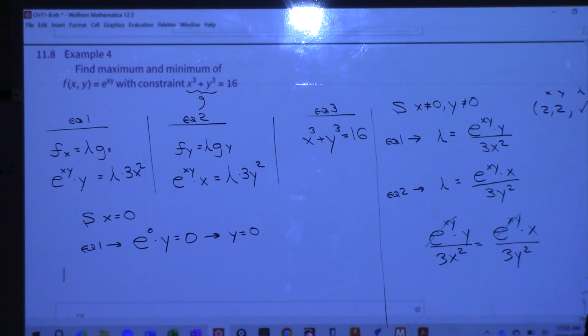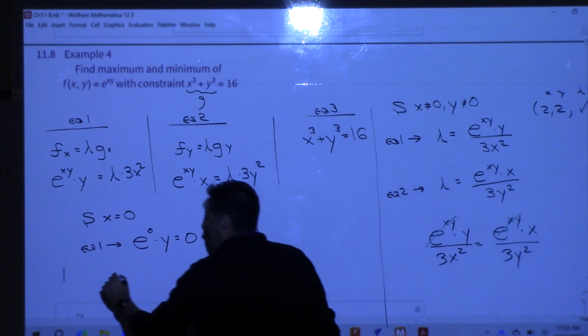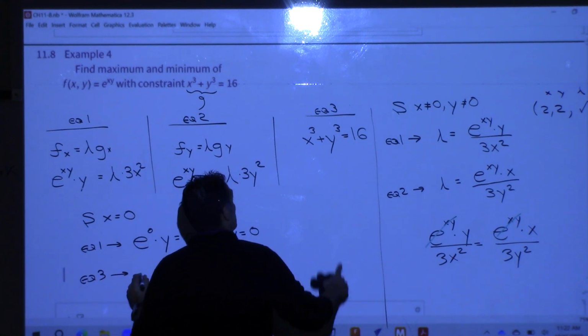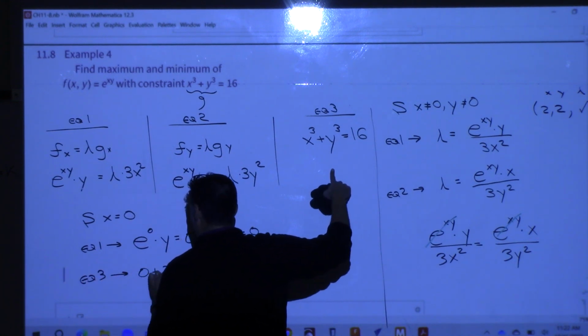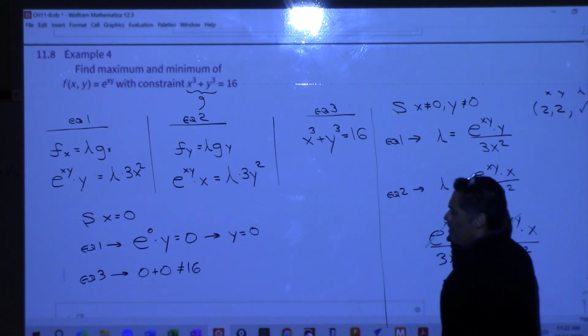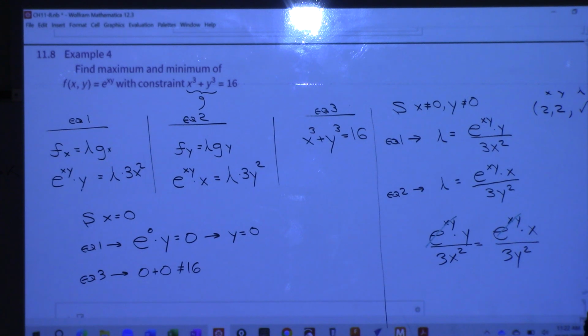Equation 3, right? What happens in equation 3, though? You have 0 plus 0 equals 16. That doesn't equal 16, which means what? That 0, 0 is not going to be a point that I'm going to look at. I'm going to throw it out.